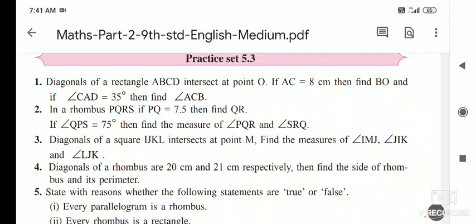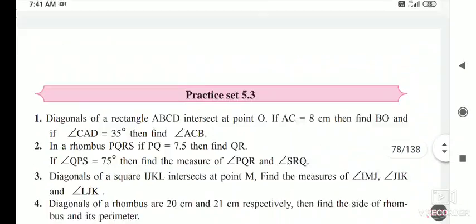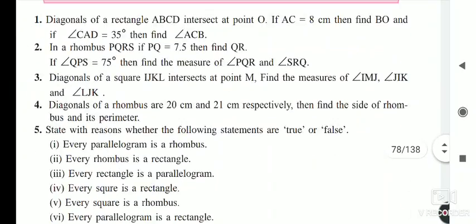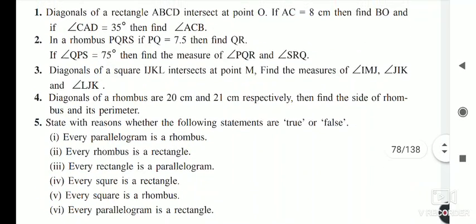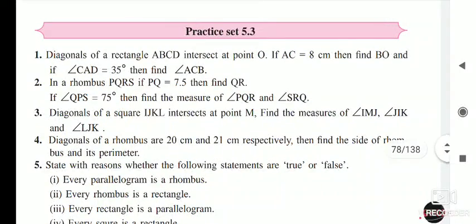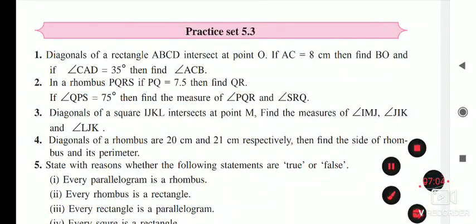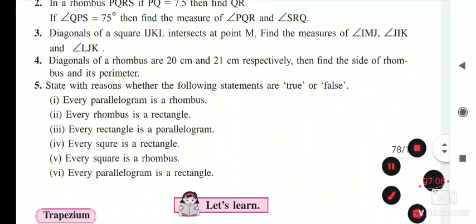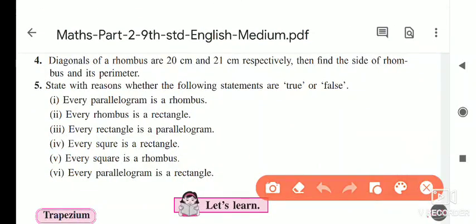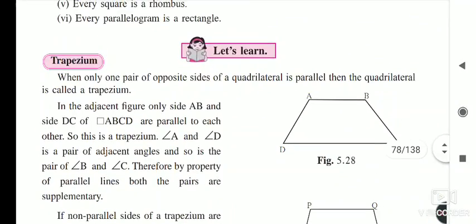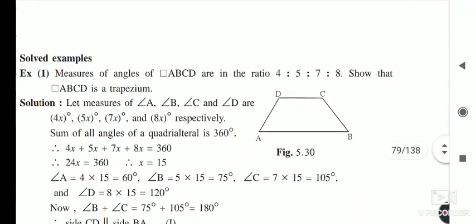In this way, if you draw the figure, you will get the answers, and use these properties for that purpose. Now in that way, you just solve question numbers 2, 3, 4. And here a true false statement is there that you have to solve. Now next we will see the trapezium's properties.